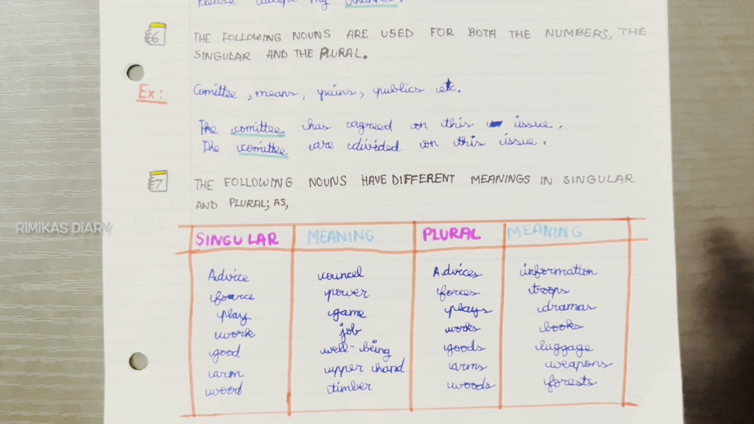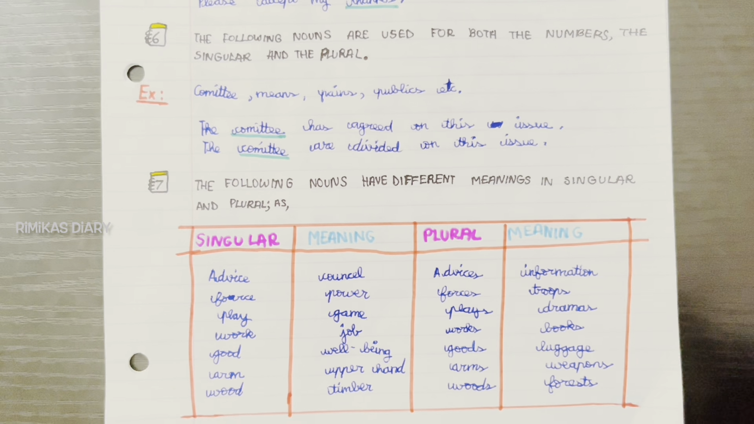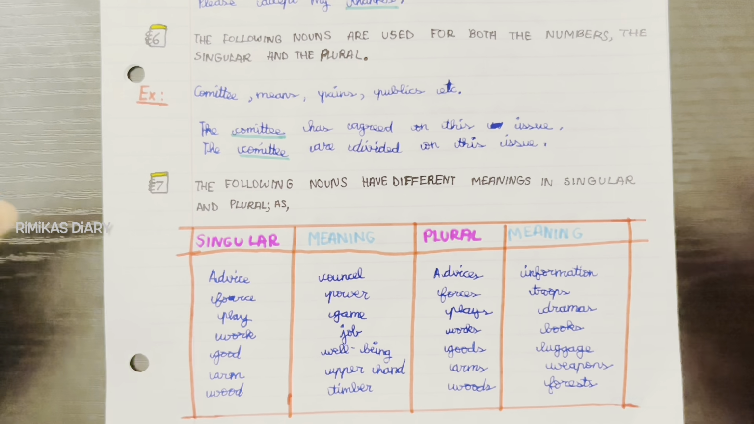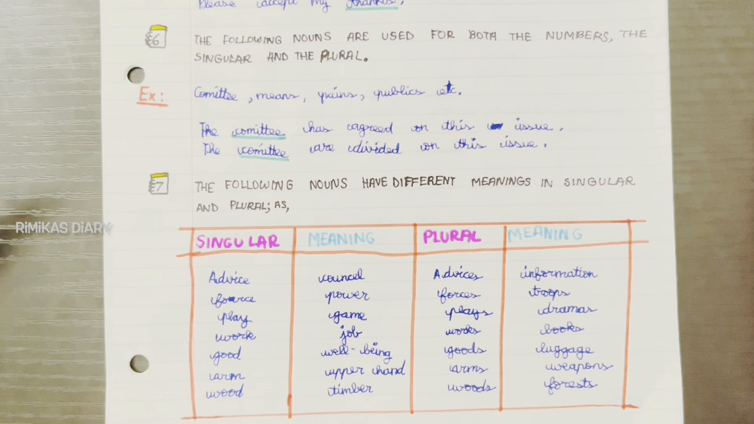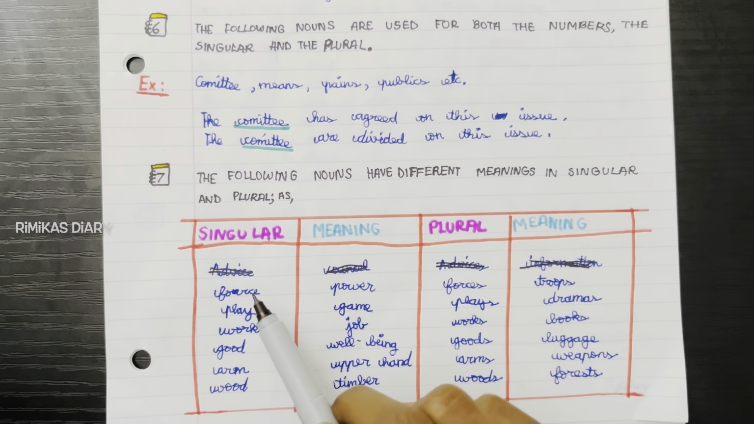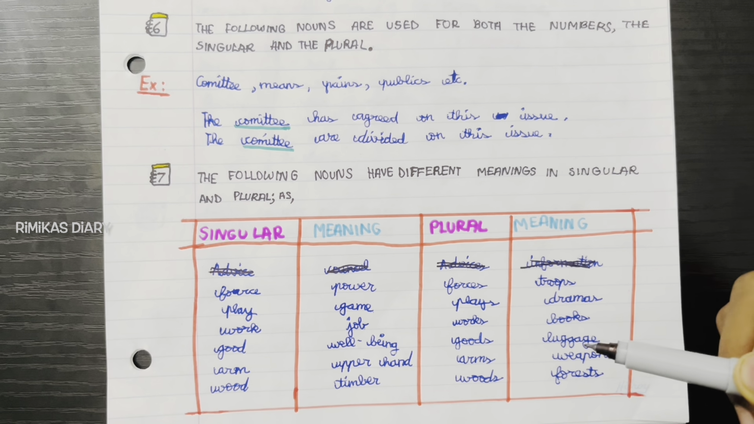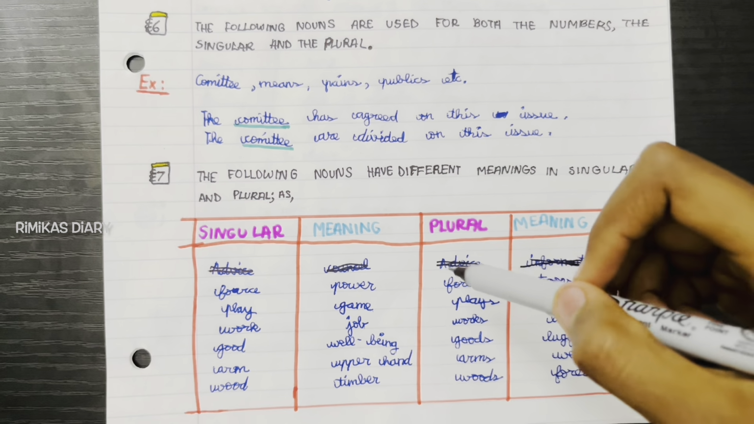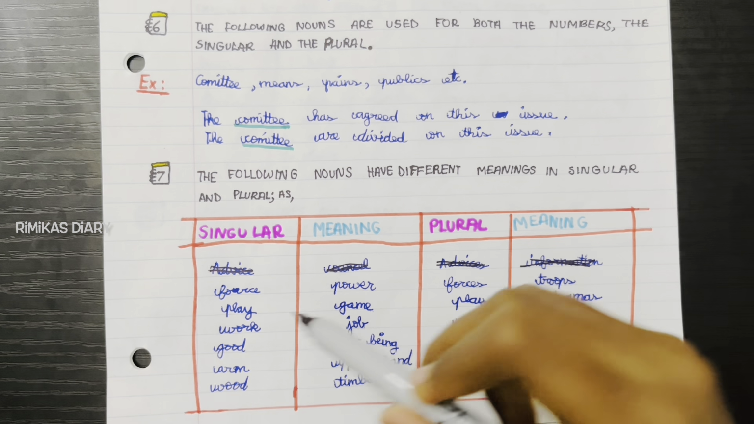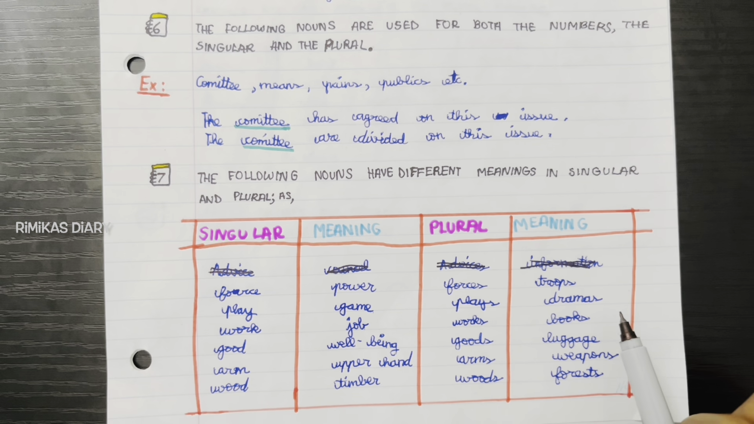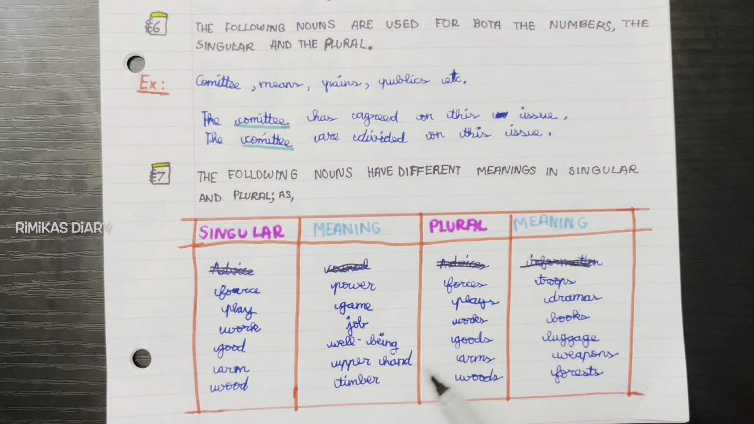Seventh one, the following nouns have different meanings in singular and plural. Force means power, forces means troops. Play means game, plays means dramas. Work means job, works means books.